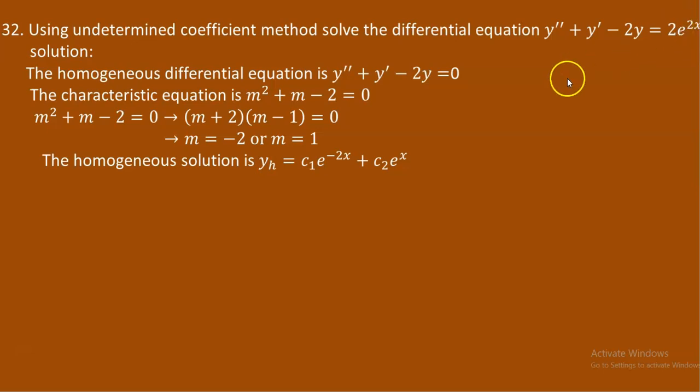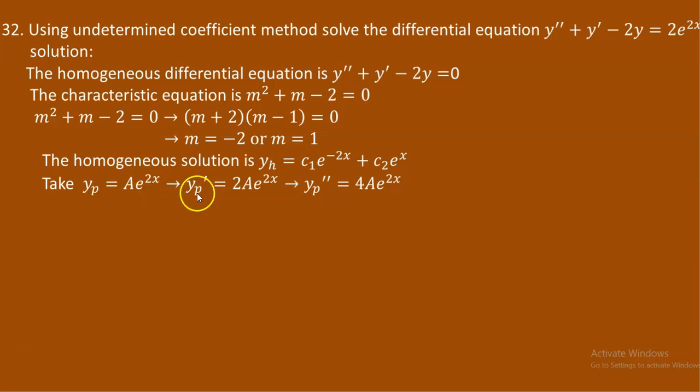But if 2 is one of the roots, we could have taken x times a e to the power of 2x as your yp expression. And again, if 2 is a double root for this characteristic equation, we could have taken x squared times a times e to the power of 2x. So you have to take this consideration. But now 2 is not a root because the roots are minus 2 and 1. So we can take yp to be a times e to the power of 2x.